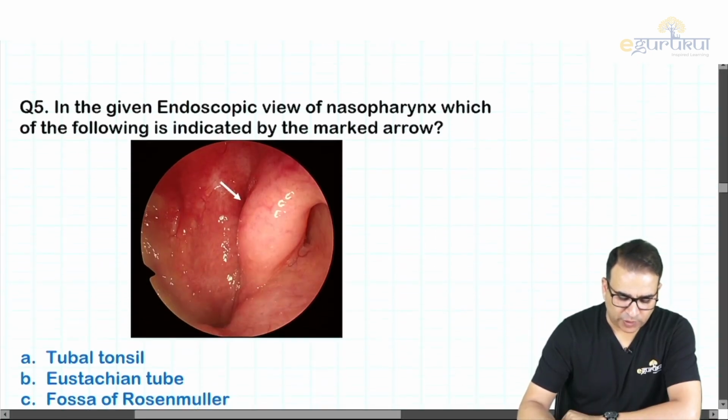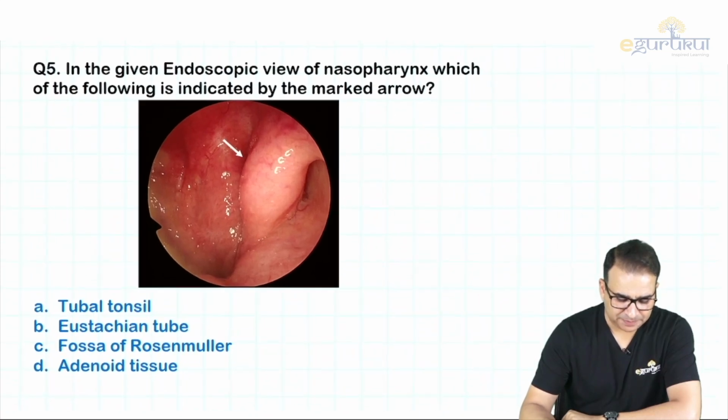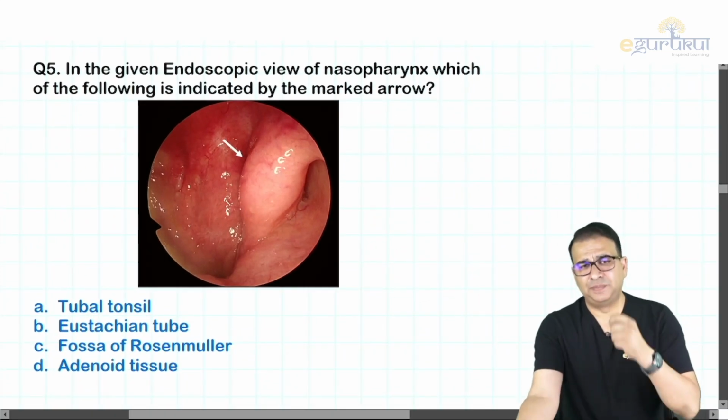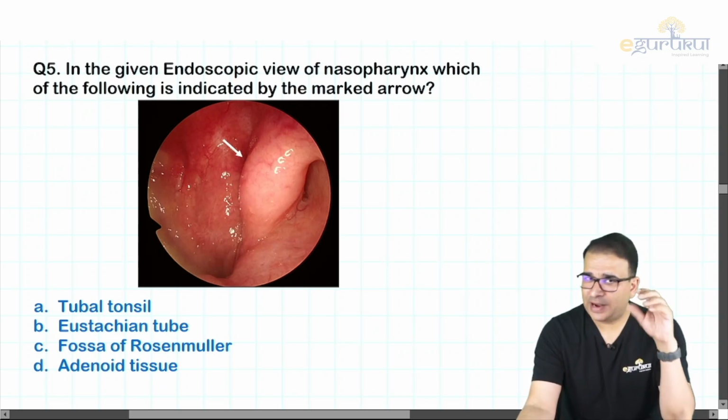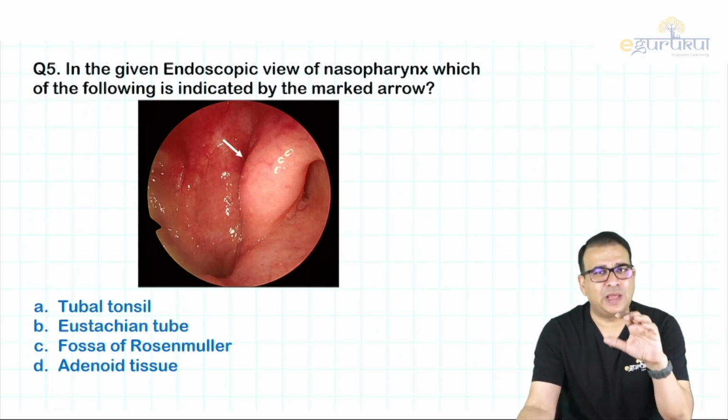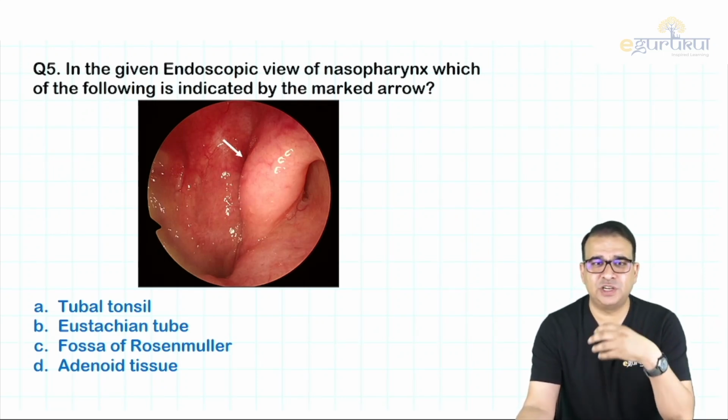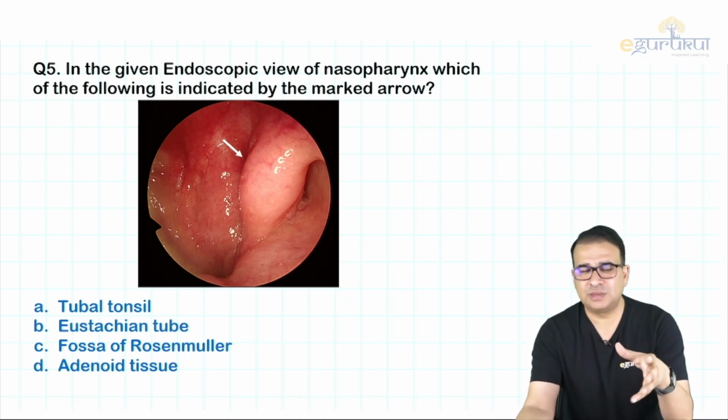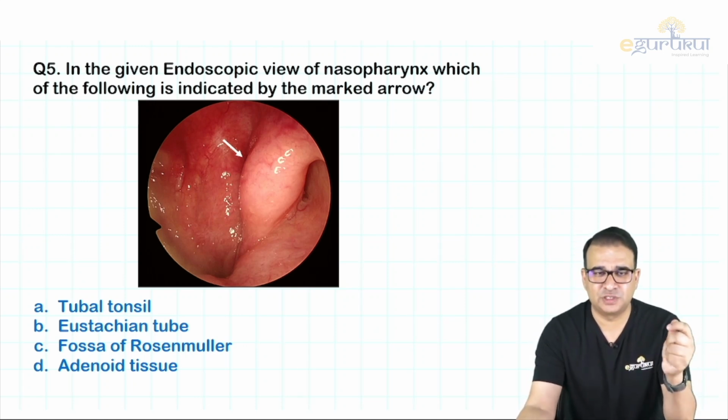Now, moving on to the next question, guys. The next question here, question number 5. Basically, it's an endoscopic view of the nasopharynx which was given here, and the question was simply about the identification. So that's why I've included this question in here. It's not any clinical question, it is simply about the identification of the structures here.